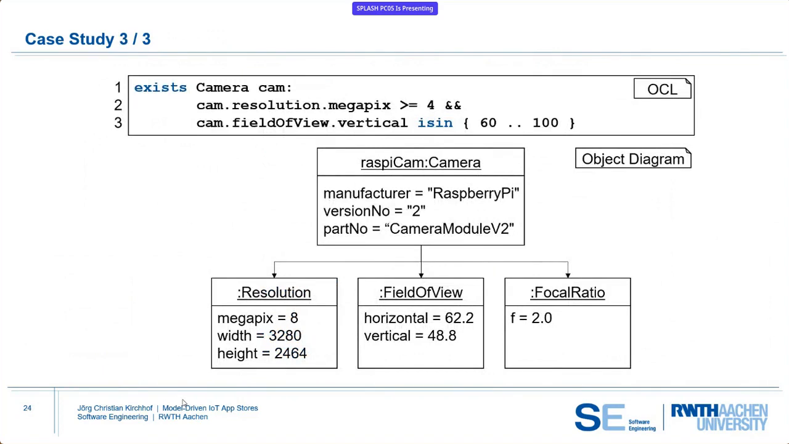So to give one short example, we could, for example, here have a camera and then require that a certain component requires a camera with at least 4 megapixels. And on the other hand, there are components, so hardware components that, like this Raspberry Pi camera, actually have those 4 megapixel cameras and then provide it to the system.